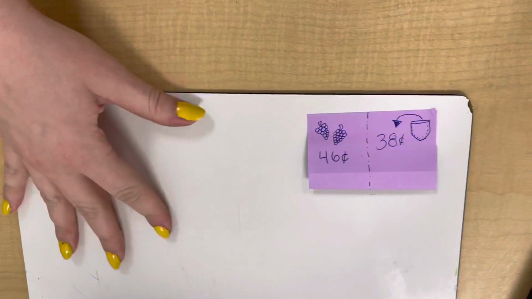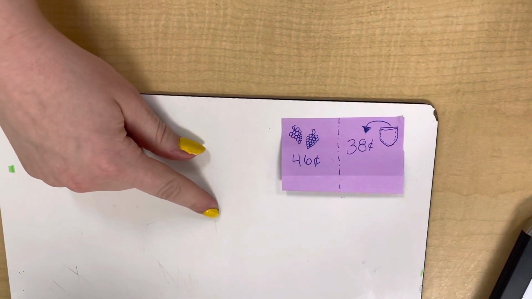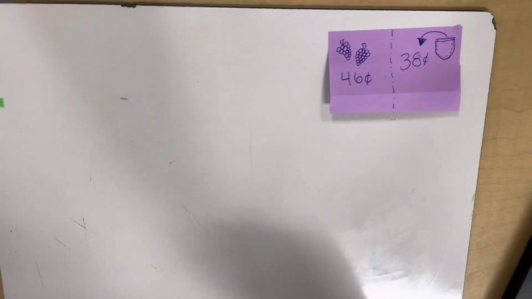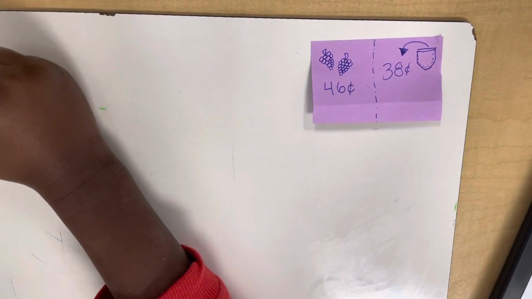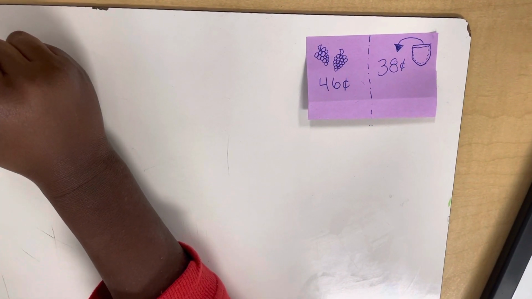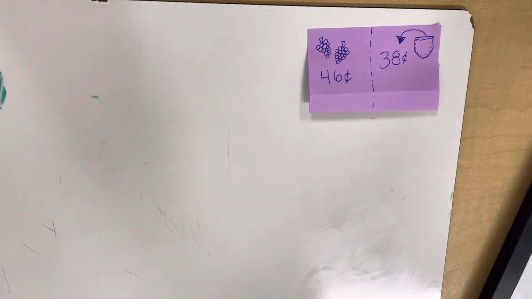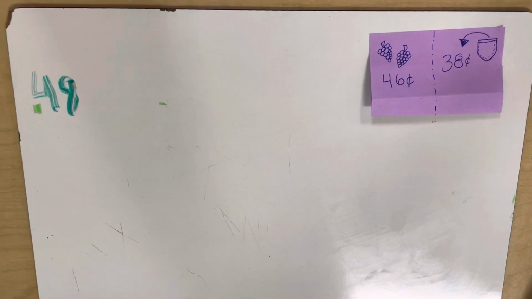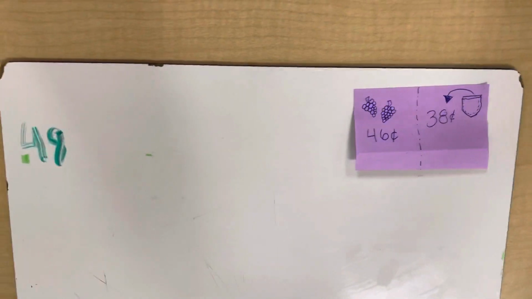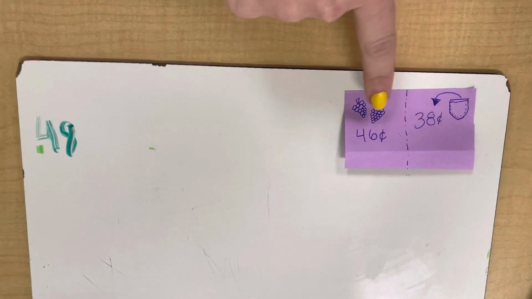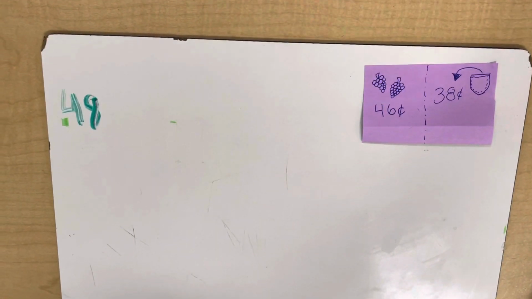So here on my whiteboard, would you write, so if you have 38 cents and you add 10 cents to it, how much do you have? 48 cents. Why don't you just write that number here on this board so we can see it? 48 cents. So how many do we need to take away to make it 46 to buy the grapes?